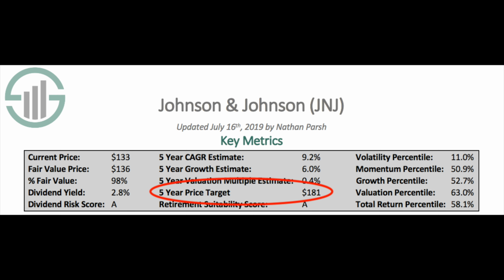The fourth metric in this column is our 5-year price target, calculated by multiplying the stock's historical price-to-earnings ratio against our 5-year earnings per share estimate. Like the first column, the second column concludes with another proprietary Sure Dividend metric, the Retirement Suitability Score.